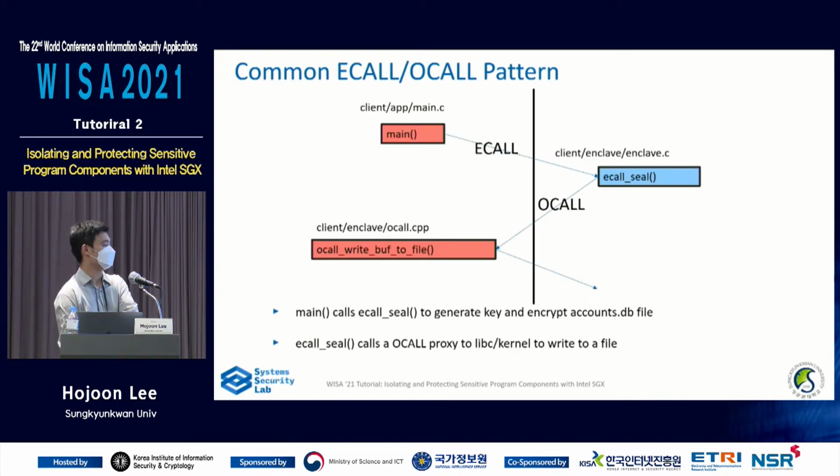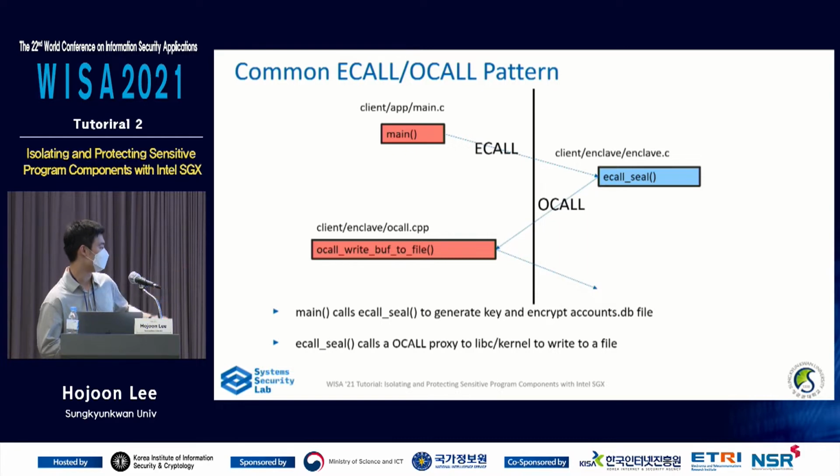Okay, if you are looking at the source code, you're going to see a flow that looks like this. The main calls ECall seal. Again, ECall is entering the enclave, right? So you're calling the enclave: please encrypt the file. And then the enclave calls a function called write buffer to file using OCall, right? This is a common pattern in SGX programming that you're going to see over and over, and this is what's very different from writing programs without SGX.